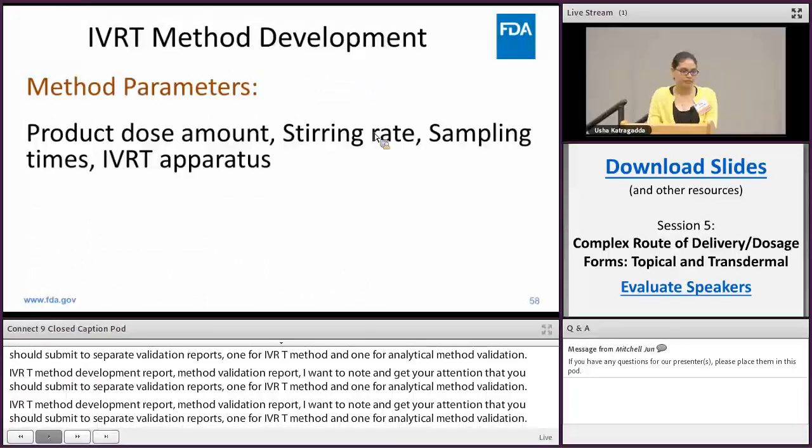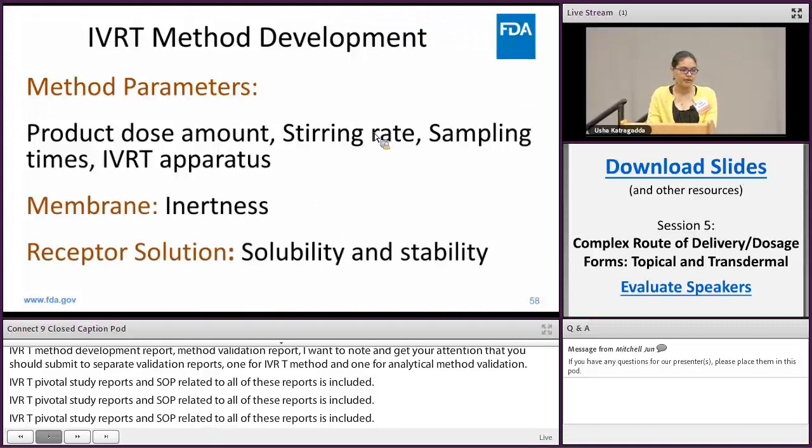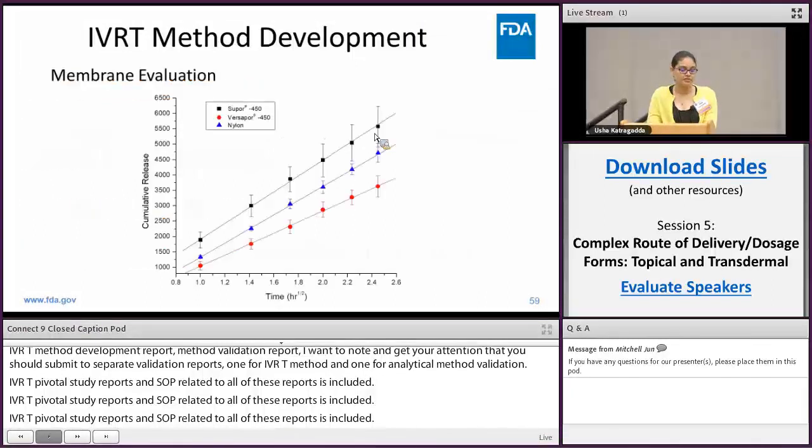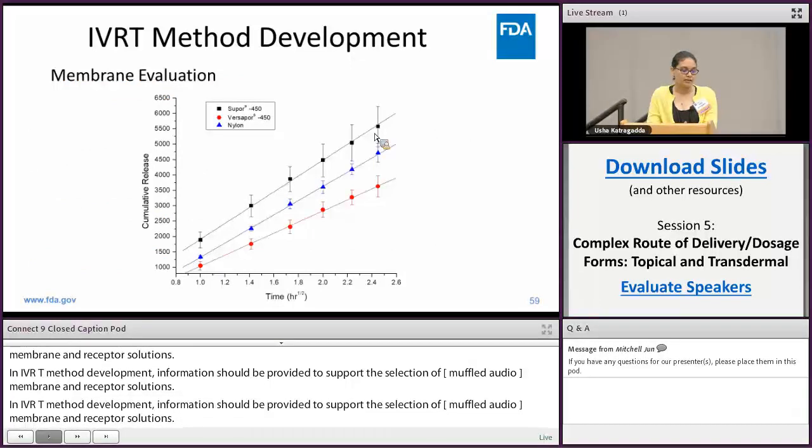In IVRT method development, information should be provided to support the selection of method parameters, membrane, and selection of receptor solution. For example, here the selection of the membrane should be supported by giving good linearity and precision of the drug release rate.